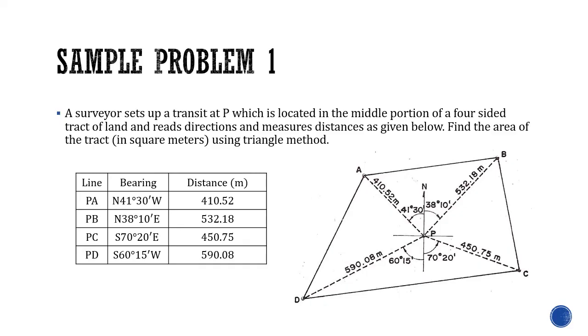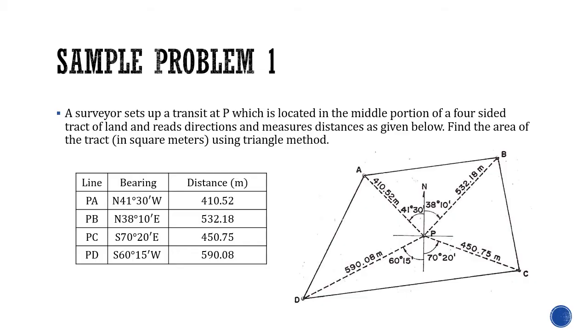Sample problem 1: a surveyor sets up a transit at P which is located in the middle portion of a four-sided tract of land and reads directions and measures distances as given below. Find the area of the tract in square meters using triangle method. Okay, so here we have a figure.